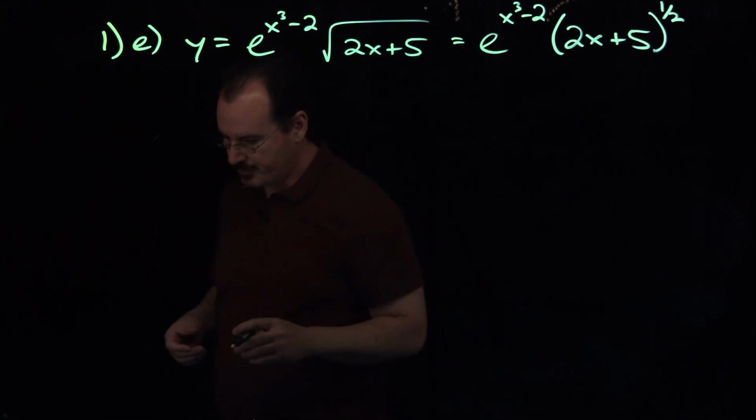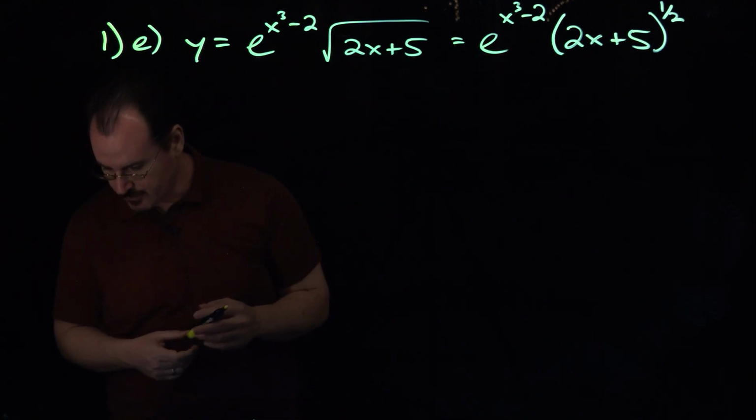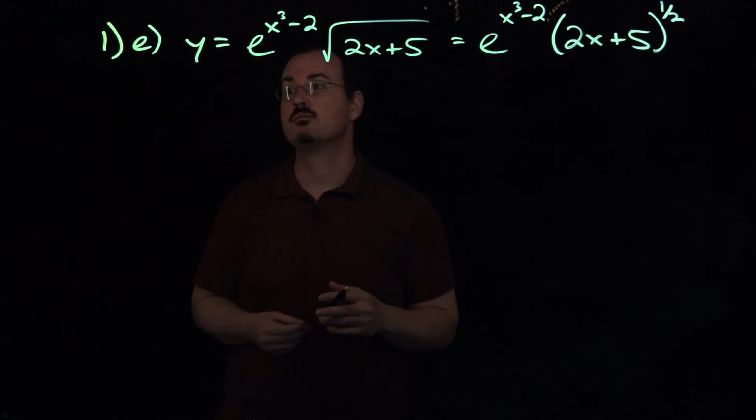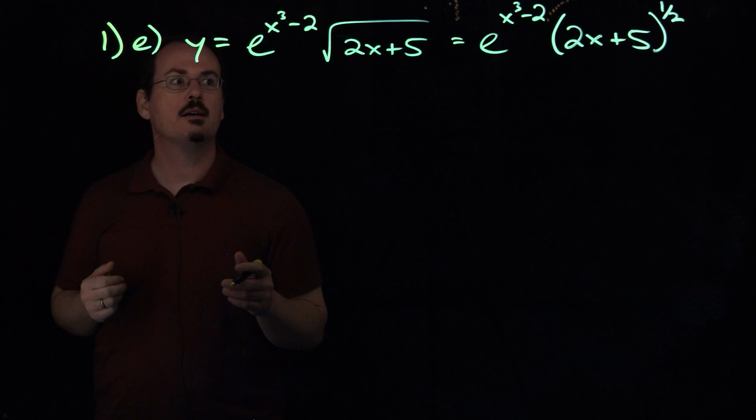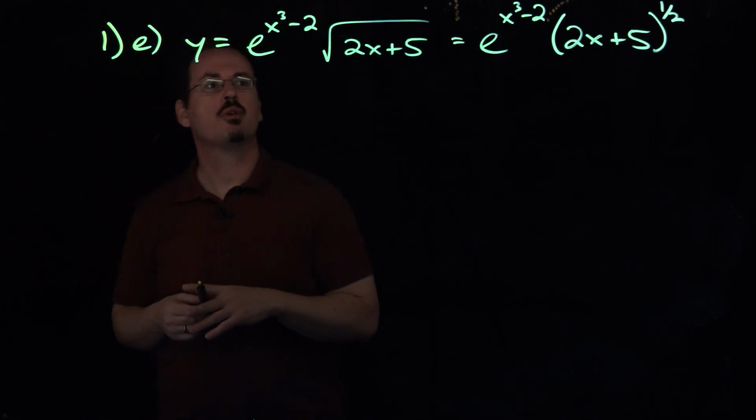Okay, we're finishing up. This is example 1 still from section 4.4. Just ran out of room, so last 2 problems here. So this is part E. This is going to require the product rule.